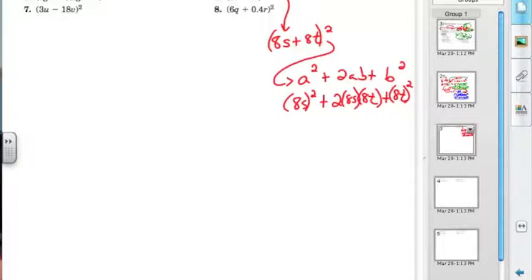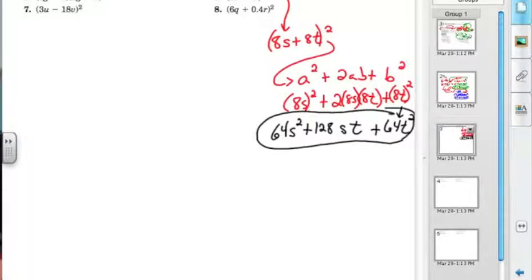All right, so now we simplify. 8s squared, 64s squared. Go over to the end. We have 8t squared. That's going to be 64t squared. In the middle, I have 2 times 8 times 8. Well, it'll be easy to go 8 times 8 is 64. Double that is 128st. Be very careful when you have your t's that they don't look like your addition signs. All right, so there's your simplified statement.